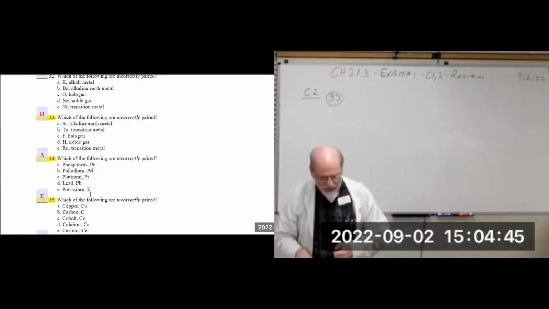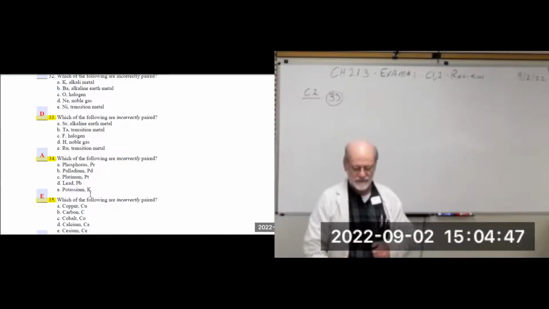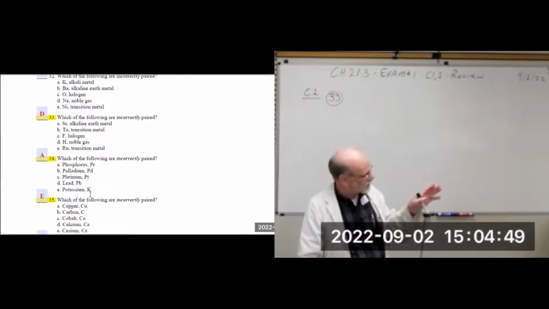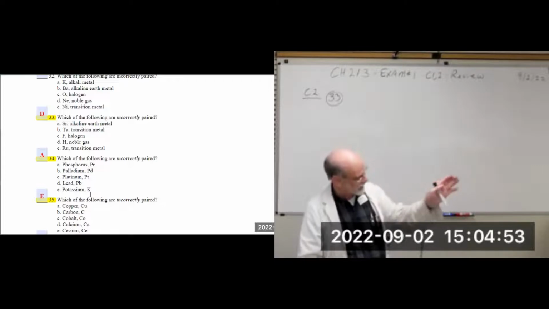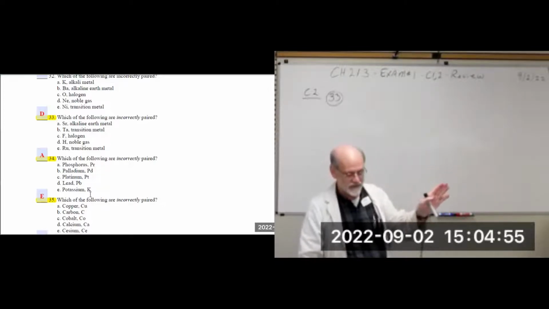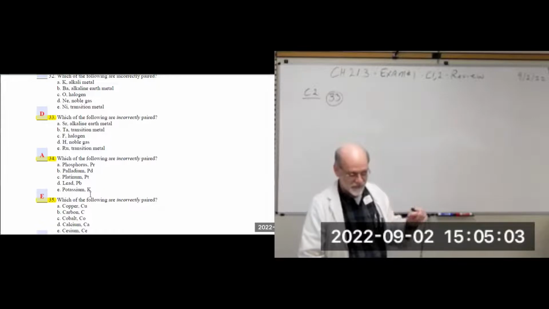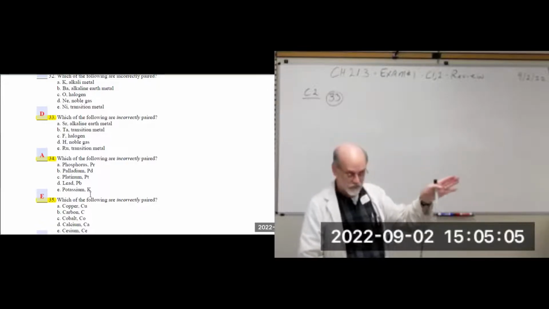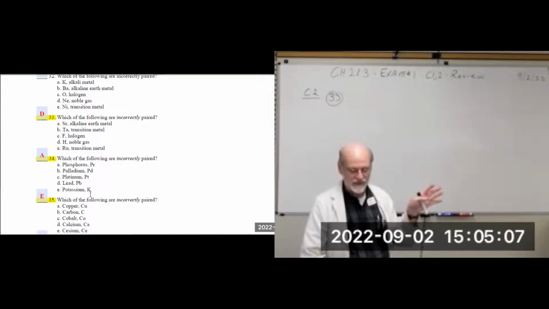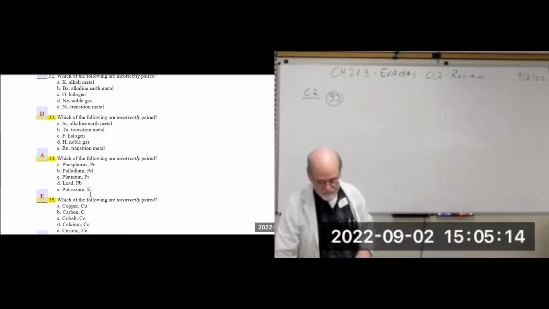So is strontium an alkaline earth? So you look at your periodic table, where is strontium? Left side, second column over, right? Is that an alkaline earth? The first column, the first group is alkali metals. The second one is alkaline earths. So that's true. Strontium is an alkaline earth.